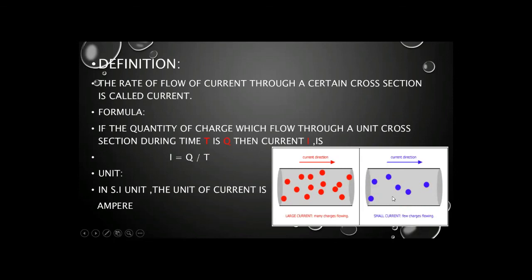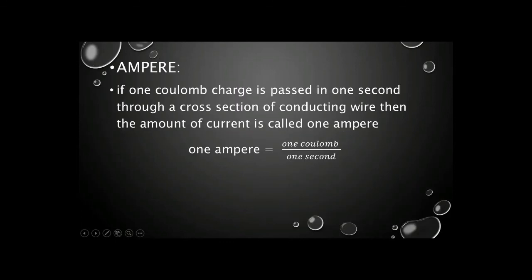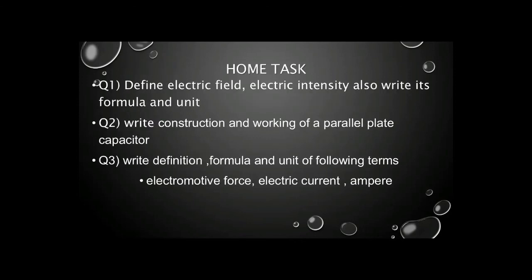Okay, so this is the definition of rate of flow of current through a certain cross-section area, and the formula can be given as I equals Q divided by t, that is the amount of charge divided by time. That is how much charge flows in a specific unit of time, and the unit of current is the ampere. So 1 ampere can be defined as: if 1 coulomb of charge passes in 1 second through a cross section of a conducting wire, then the amount of current is called 1 ampere. Okay, so what is 1 ampere? That is 1 coulomb divided by 1 second. So take a screenshot of this slide and we will move further.